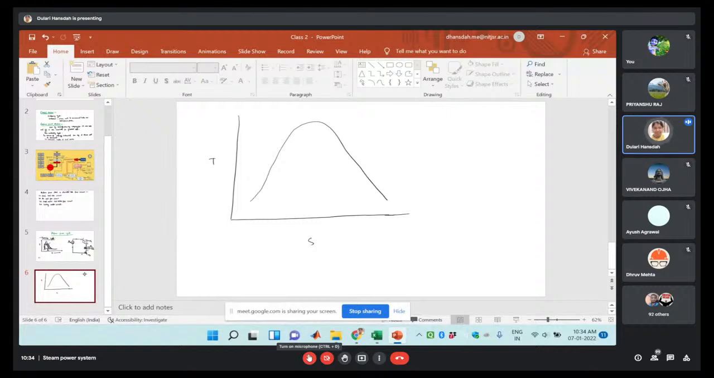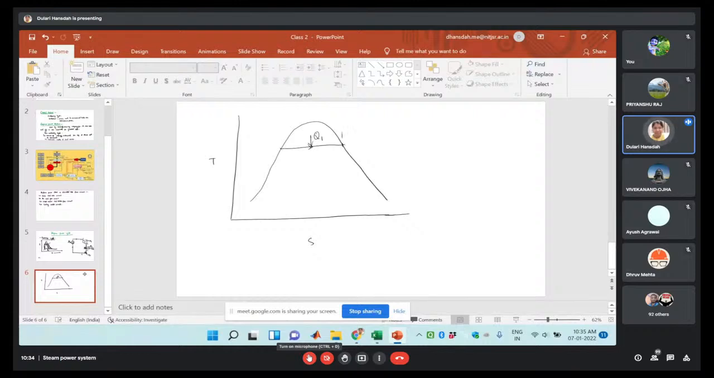The TS plot in this case, if you remember, we were drawing like this. In the temperature-entropy plot, this is the constant temperature line, or constant pressure line. In this case, the phase change will occur from liquid to vapor. This is the heat addition process Q1. If it is saturated vapor, then it will be taken as 1.